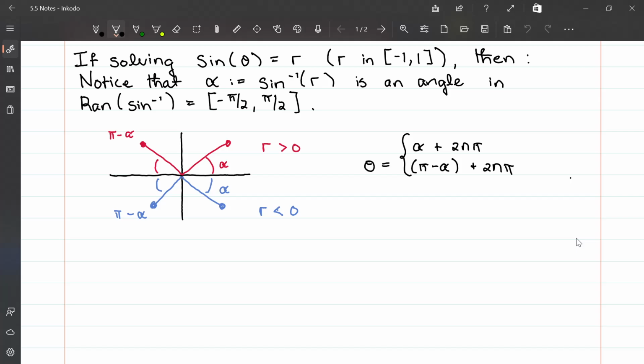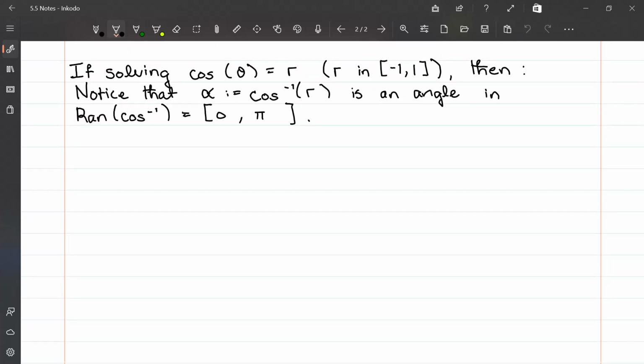We can do the same thing for cosine. Starting with the equation cosine of theta is equal to r, again, r has to be between -1 and 1, these are sine and cosine. We would follow a similar procedure. The difference is that now we would need alpha to be cosine inverse of r, and we're going to get an angle to begin with, this alpha, which is going to be in the upper half circle between 0 and pi, and once again we can break it down into the two basic situations.